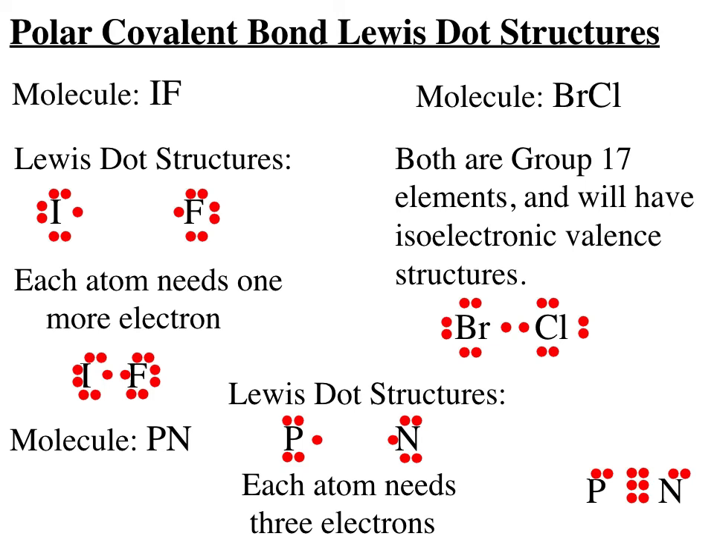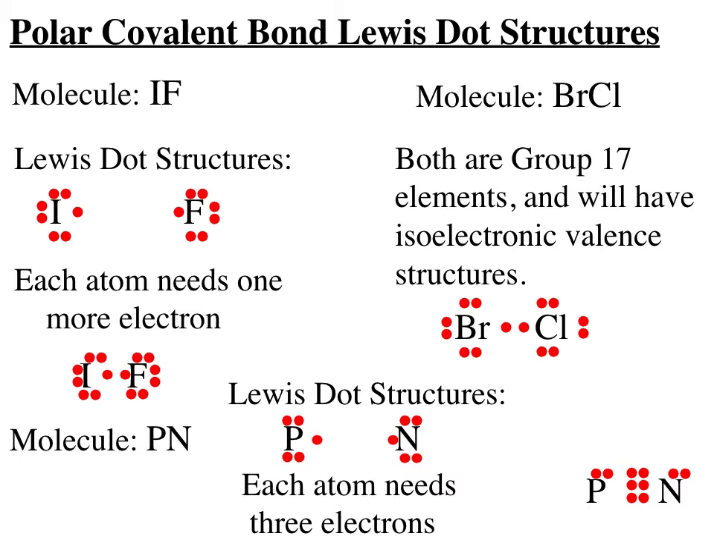The Lewis dot structures of polar covalent molecules are very similar to the Lewis dot structure of covalent molecules. As a matter of fact, they're done exactly the same way. Let's look at some examples here on this slide. Start with the molecule iodine fluoride. Actually, we would call that technically iodine monofluoride.